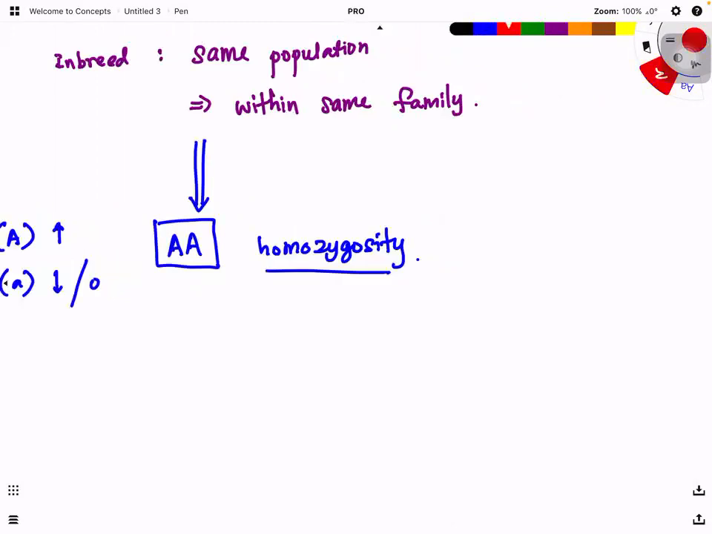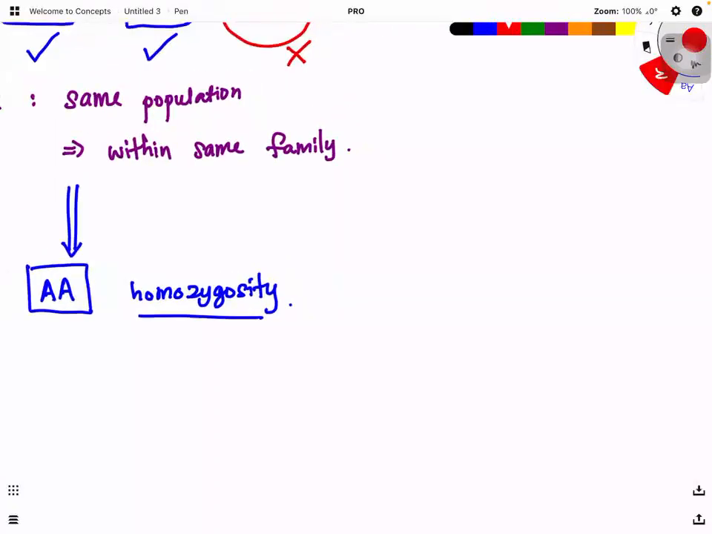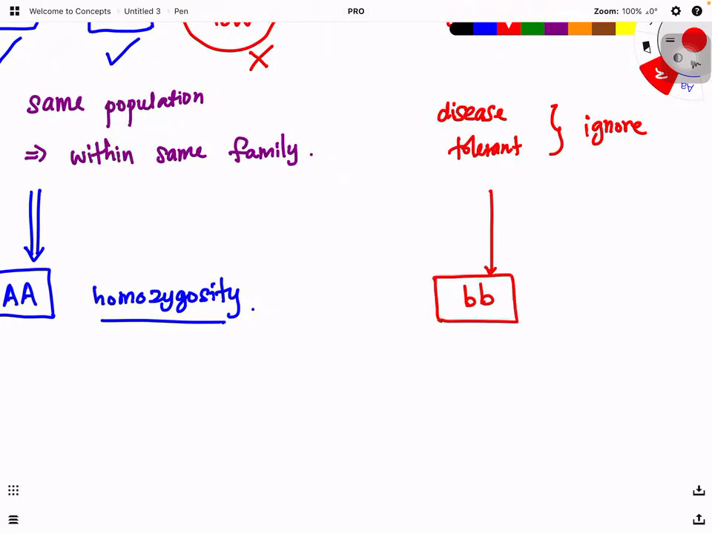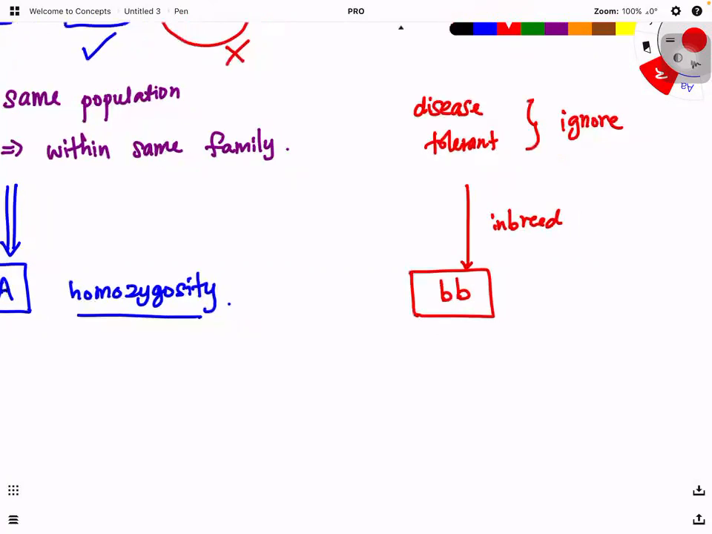For example, because we only concern ourselves with high milk production, the problem here is we don't look at other characteristics, for example disease tolerance. We ignore that. When you ignore it, the inbreeding process may result in them producing small b in this case. Why? Because inbreeding always promotes homozygosity, right?